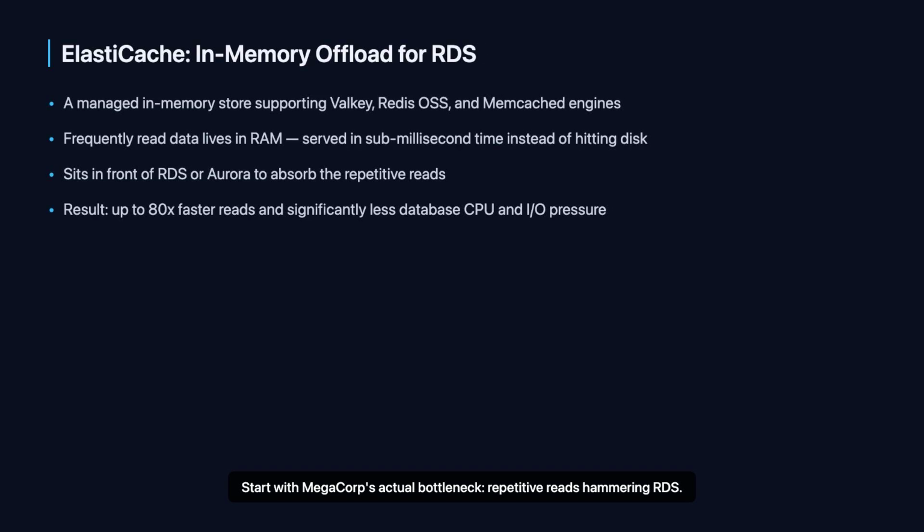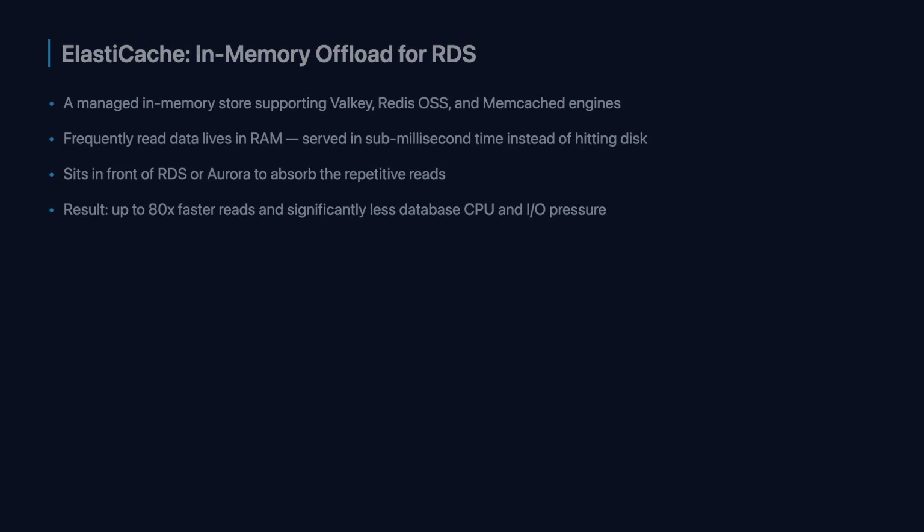Start with MegaCorp's actual bottleneck, repetitive reads hammering RDS. ElastiCache is the fix. It's a fully managed in-memory store, and it runs one of 3 engines: Valkey, Redis OSS, or Memcached. We'll get to that choice shortly. The core idea is simple. Frequently read data lives in memory, so it comes back in sub-millisecond time instead of round-tripping to disk. You put ElastiCache in front of RDS or Aurora, and it absorbs the repetitive reads before they ever reach the database. Amazon Web Services documents up to 80 times faster read performance compared to disk-based databases.